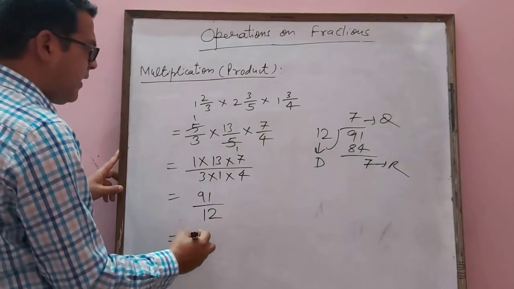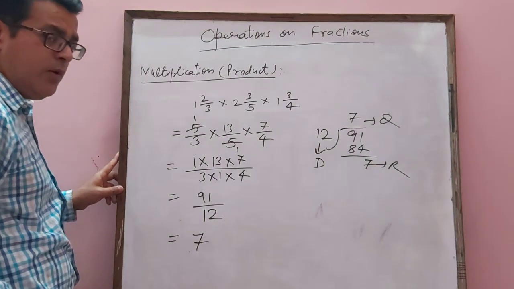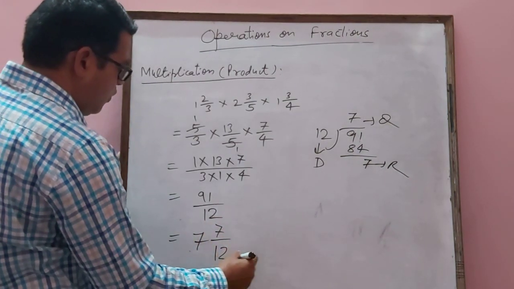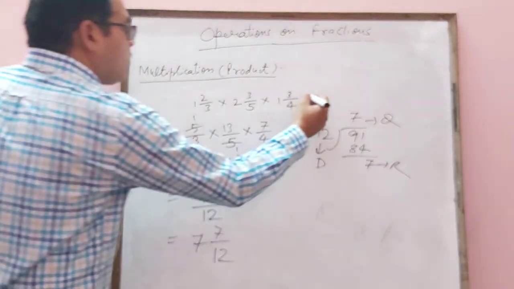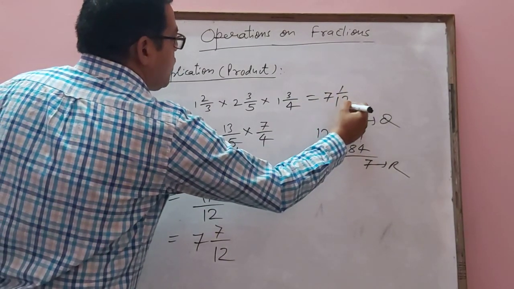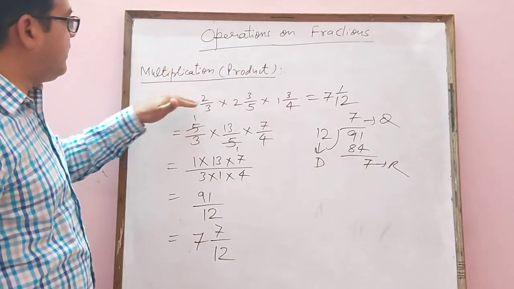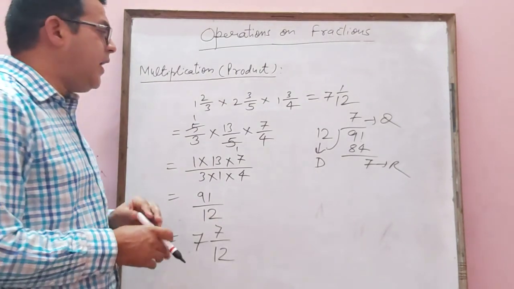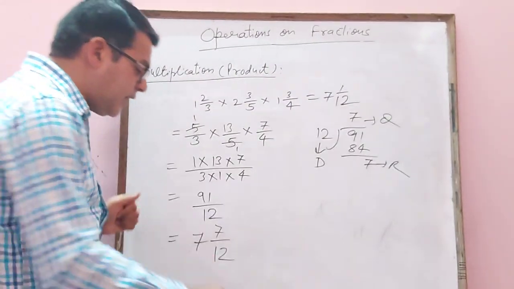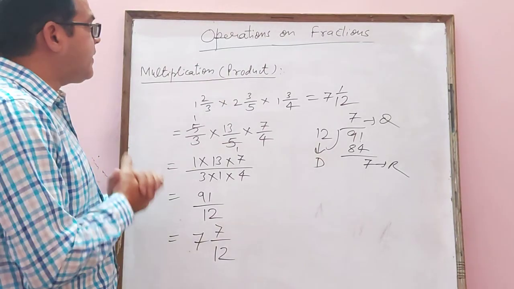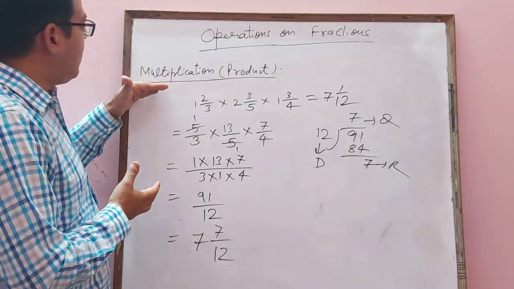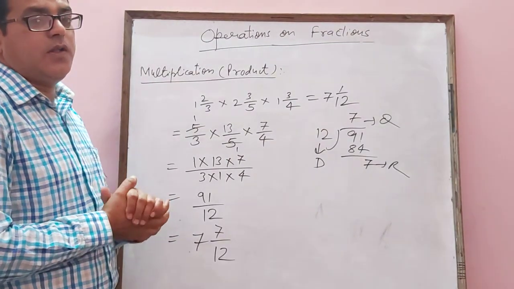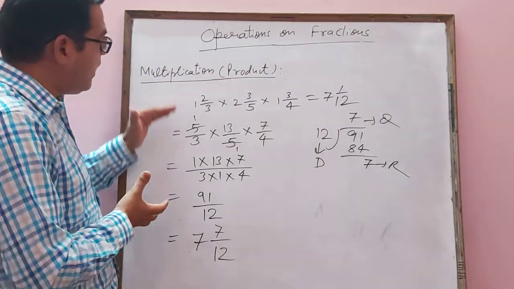So what we can write here? Quotient we can take as a whole 7. Remainder is also 7. 7 whole 7 by 12. Right? So 7 whole 7 by 12 is the product of these three mixed fractions. Hope you understand, guys. That's all from today's lesson. Today we have discussed only how to multiply two or more fractions together. Right, guys? Hope you understand the procedure.